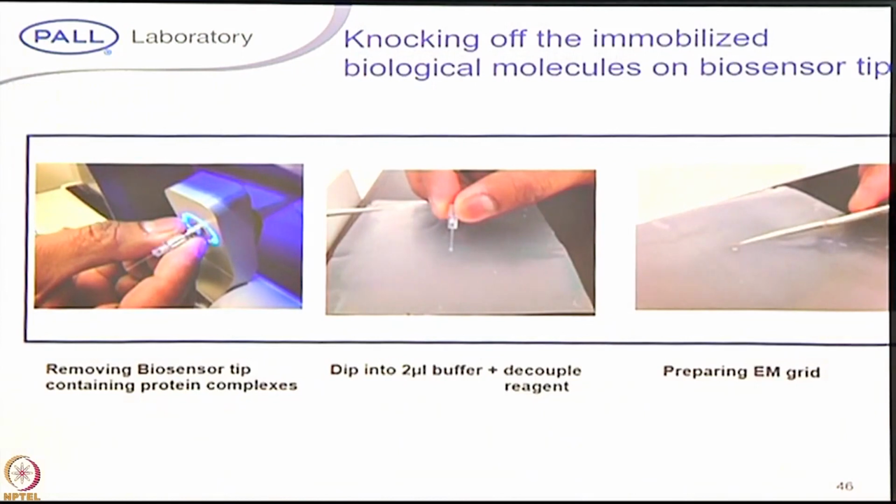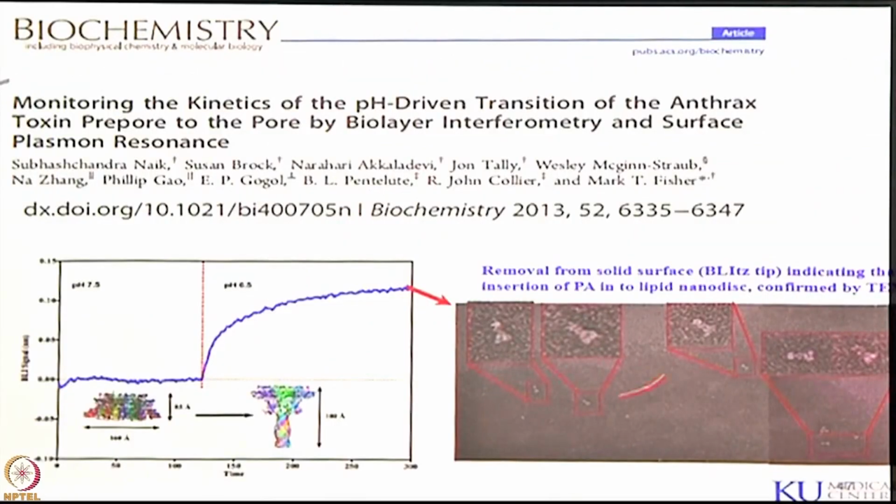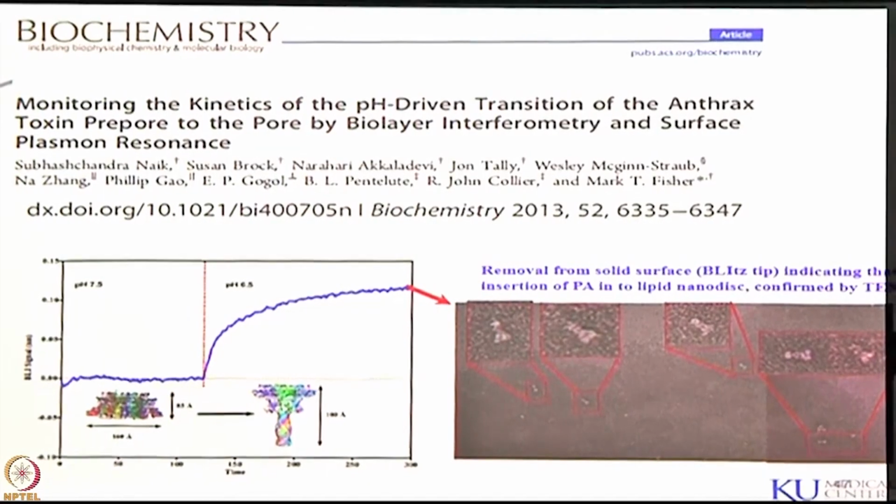So what they had done: removing the biosensor tip, dipping it in a buffer and decoupling reagent, then preparing for the EM grid. You can look at the electron microscope to see how the complexes are. So you can easily perform such kind of experiments.